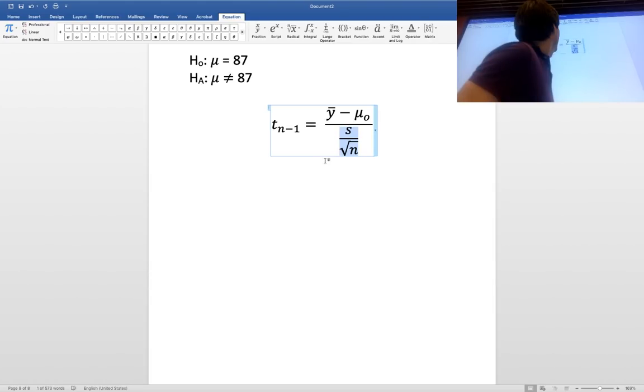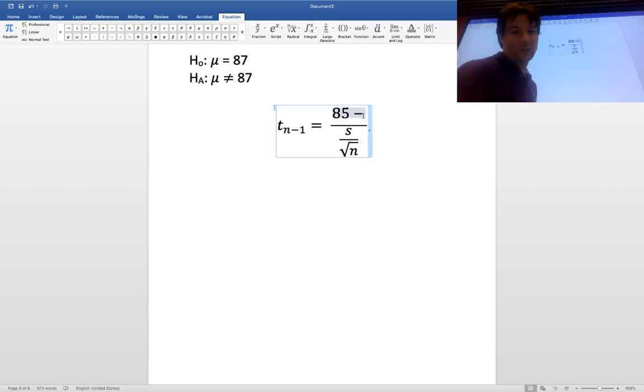Let's take this equation. Let's put in our numbers. It was 85, I believe. 85. And then right here, 87. Wrong buttons. I hit fast forward rewind. And then here is 10. Do this on your calculator and see what you get.